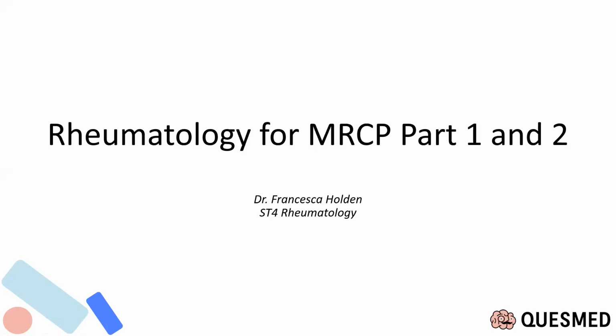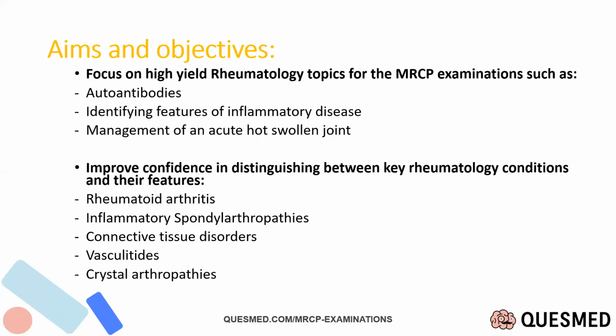I am going to do a talk for you today on rheumatology, which I think would be helpful for your MRCP exams. I'm going to focus on the high yield topics, so autoantibodies, everybody's favourite. Identifying features of inflammatory disease and what you really should look out for in the question stems, and management of an acute hot swollen joint, which comes up frequently. And also then we'll just go through some key rheumatology conditions, so your inflammatory arthritis, your inflammatory spondyloarthropathies, connective tissue disorders, vasculitis, and crystal arthropathies.